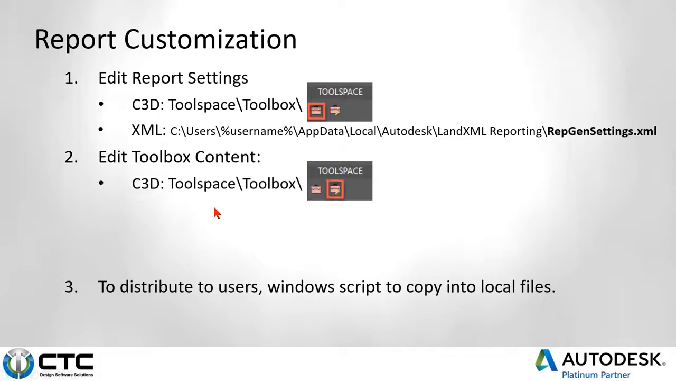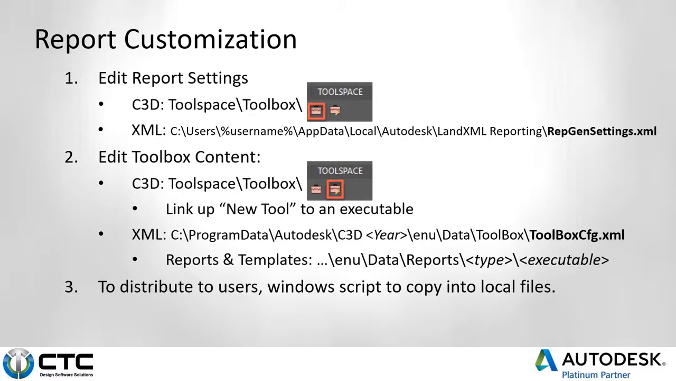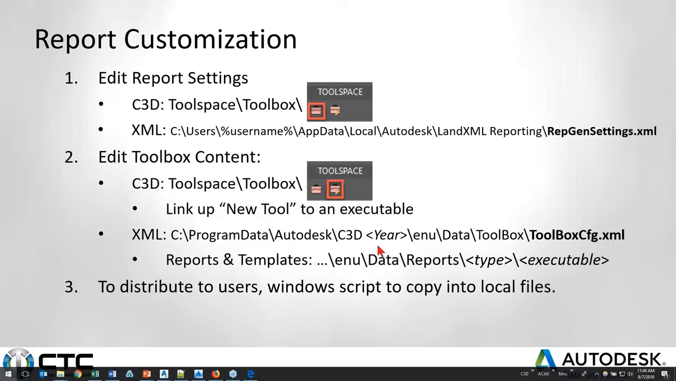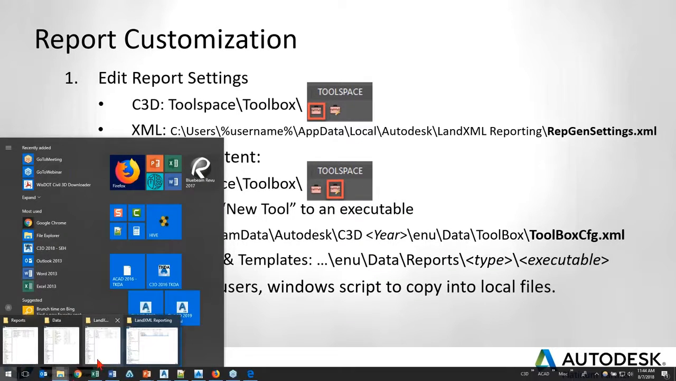So that's the button we're going to use in Toolspace. We have to link up the tool to the executable. Here is our file path. This is on C program data. So we're looking at a configuration XML for our toolbox. That's the master that says how many file trees are in here, what are the commands, what tools are they pathed up to. And then we also have to take a slightly branched approach and go into our report types.